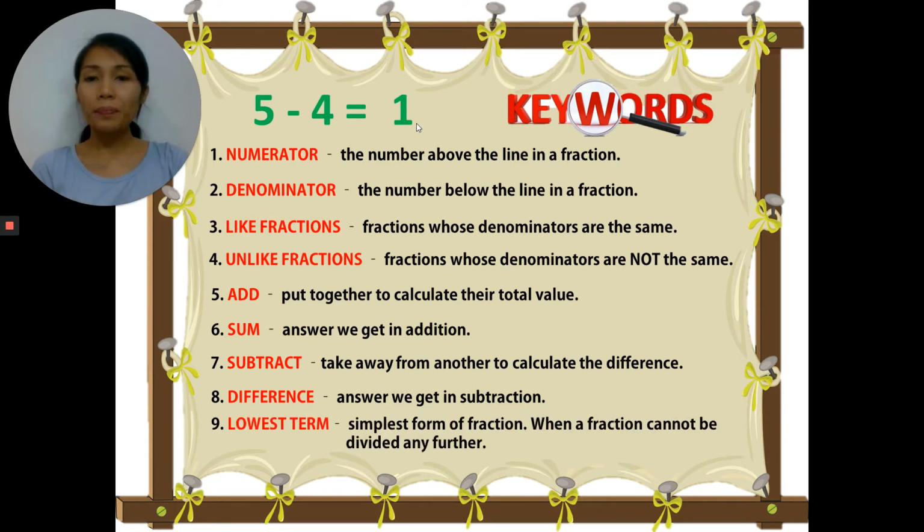Now the last keyword is lowest term. We have discussed this in our previous lesson, and we learned how to reduce fractions to the lowest term. When we say lowest term, that means the simplest form of a fraction. How will you reduce a fraction to the lowest term? By dividing it until you cannot divide it any further. When a fraction cannot be divided any further, it's already in its lowest term.